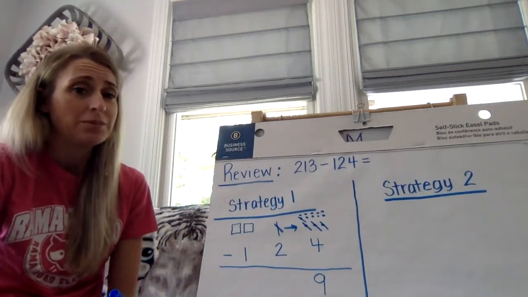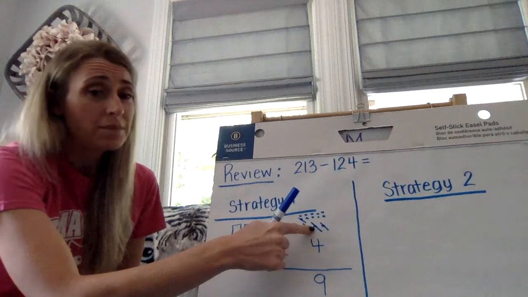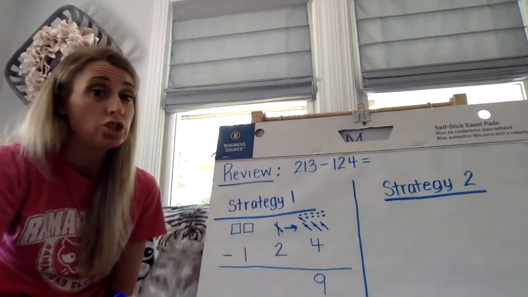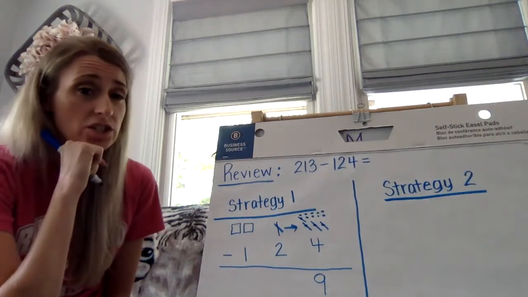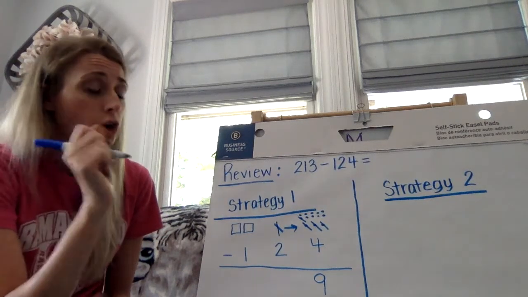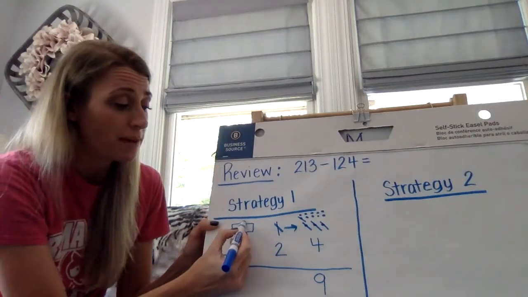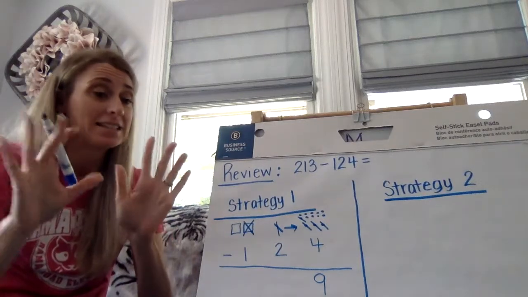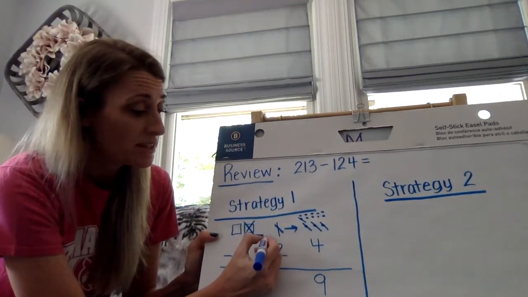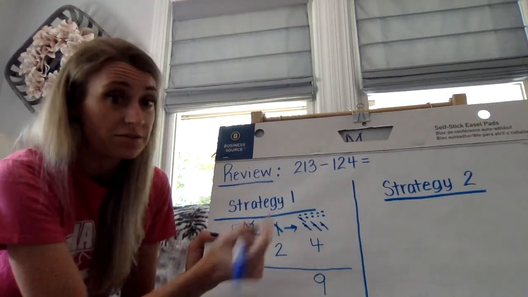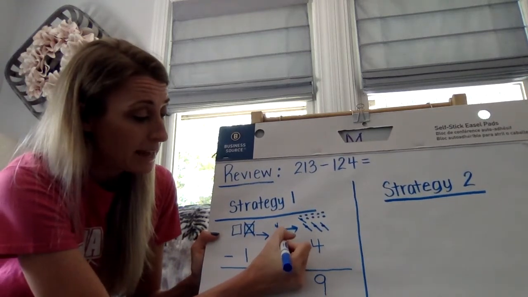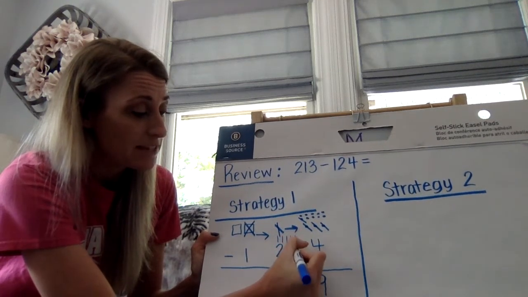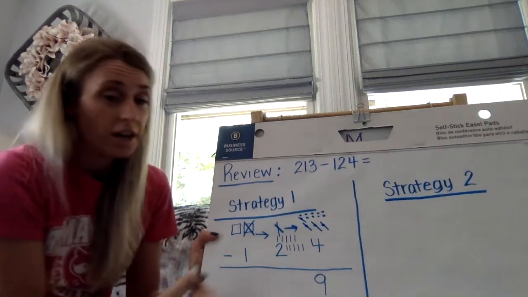Again, I see a problem here. I brought my 10 over to the ones place, so I do not have any 10s left. So I cannot take 2 away from 0. So what do I need to do? Hopefully you realize that we need to go and borrow 100. And we know 100 has 10 tens in it. So we're going to break this 100 into 10 tens instead of 10 ones. So 10, 20, 30, 40, 50, 60, 70, 80, 90, 100.